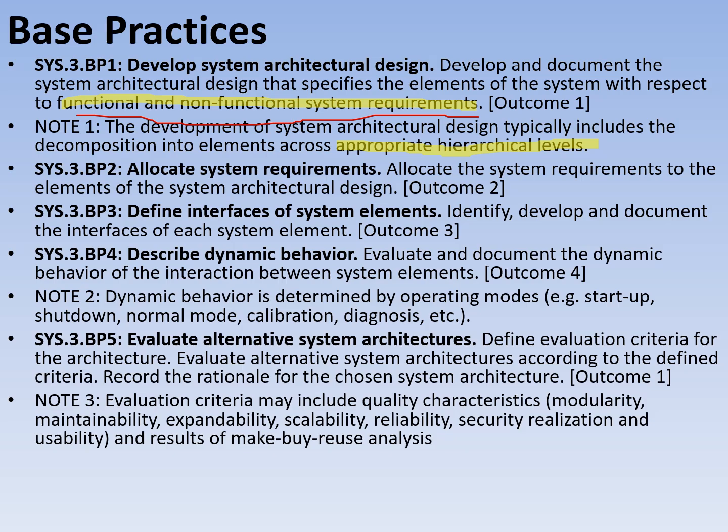What is SIS3 base practice 2? Allocate system requirements. Allocate the system requirements onto the elements of the system architectural design. Now, again, going back to the example, a gas stove or a gas cylinder always goes into the kitchen. You have to allocate the correct element to the correct functionality.